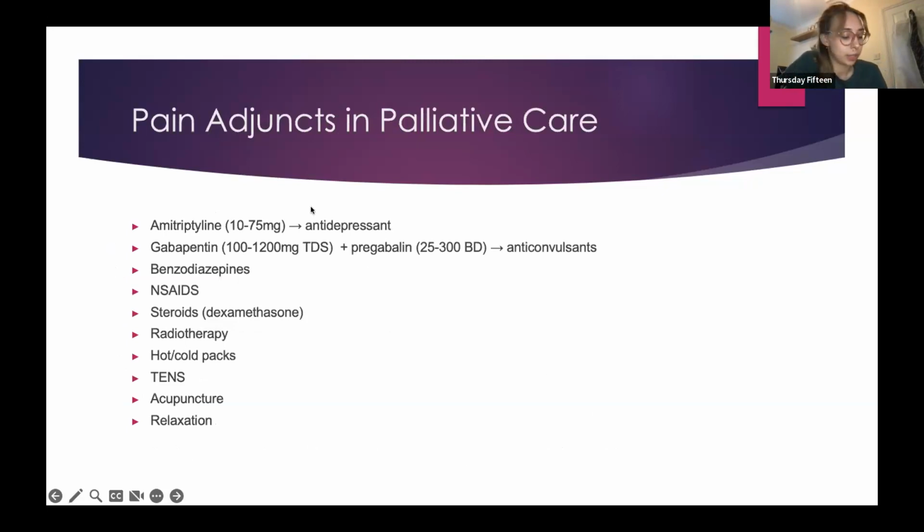In palliative care, you can also use different pain adjuncts, so things like amitriptyline, gabapentin, pregabalin, benzos, and as I said, NSAIDs in some cases. Sometimes we use steroids for pain, and then radiotherapy, hot and cold, TENS, acupuncture and relaxation. They're all important things to consider if you're being holistic about managing someone's pain.